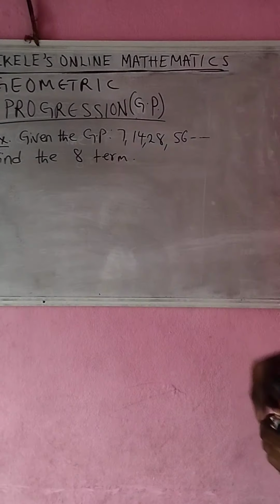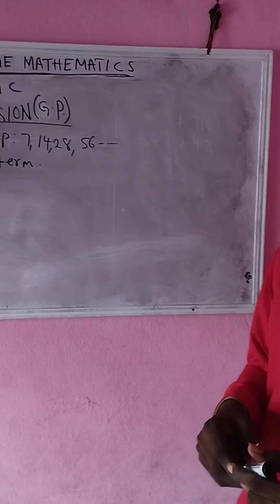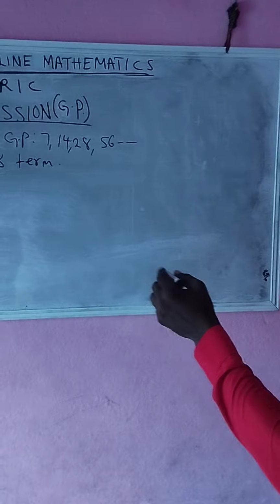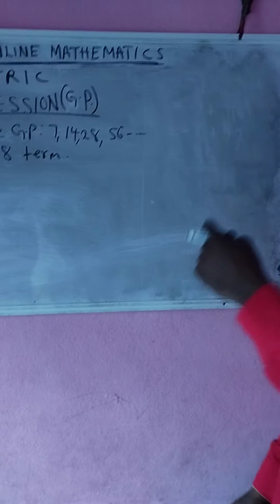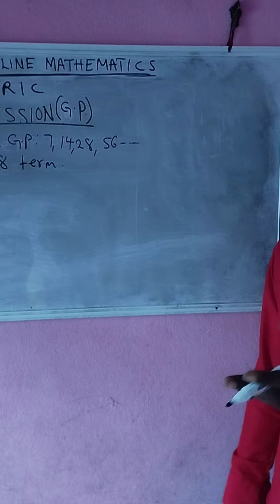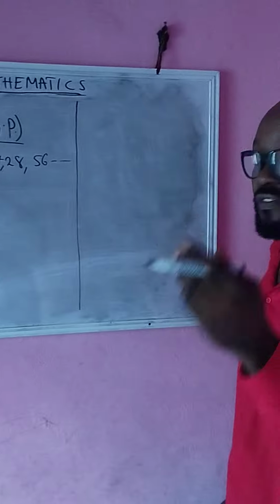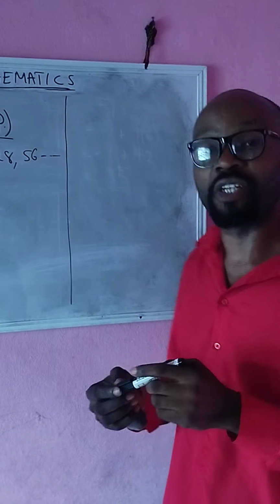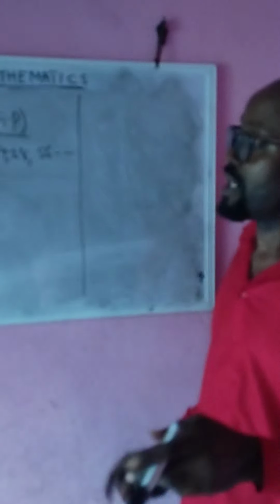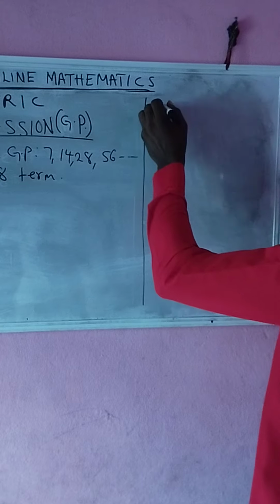A geometric progression is a sequence that is generated by successive multiplication or division of a term to get a consecutive term. A successive multiplication or division of a particular term to get a consecutive term is called a geometric progression. Now, under geometric progression, there is what we call the nth term.